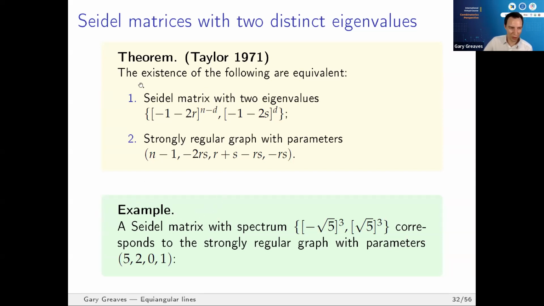So a basic example of this theorem in action is going back to our icosahedron. So 6 lines in dimension 3. We saw that the Seidel matrix has this spectrum here, minus square root 5 and square root 5, both with multiplicity 3. So here we have 2 distinct eigenvalues for our Seidel matrix, and it corresponds to a strongly regular graph with these parameters. Here it's a 6 by 6 Seidel matrix, and here we have 5 vertices, and then you can work out these parameters r and s just by working out these numbers here.